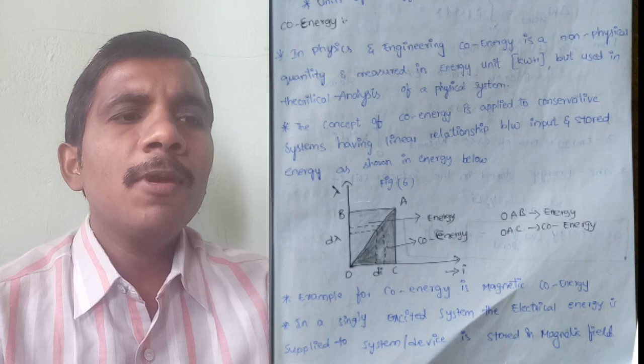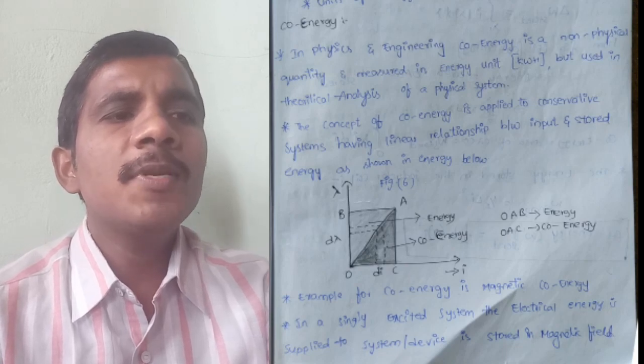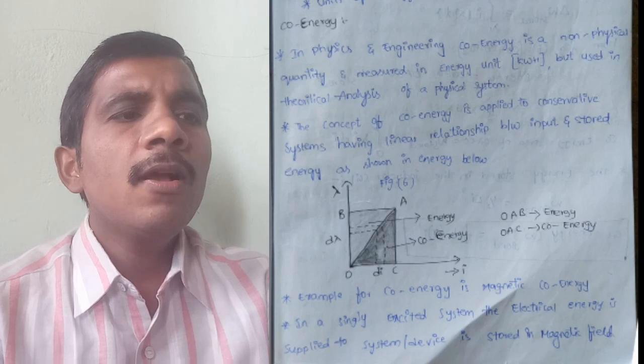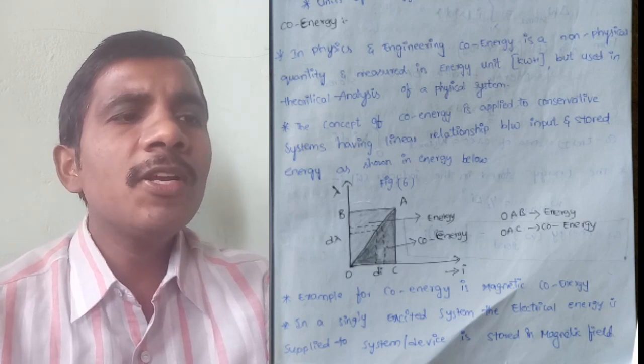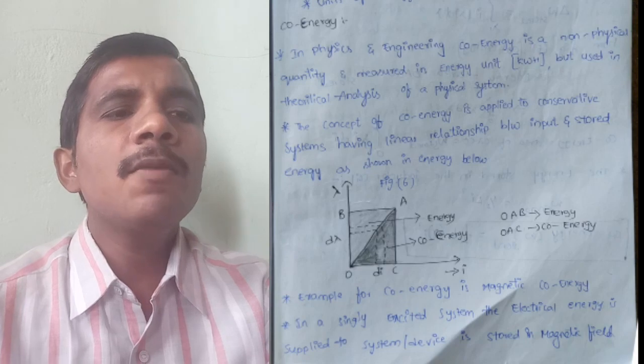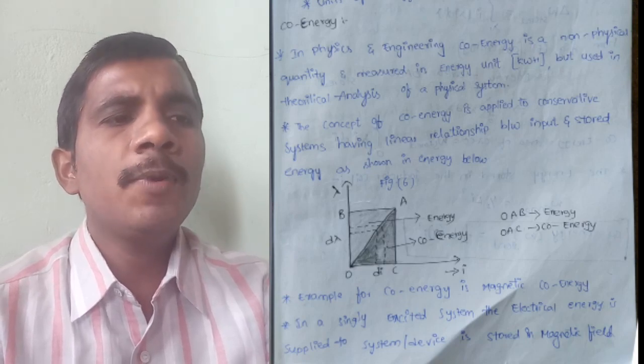What is energy? Energy is the product of power and time, or the energy consumed over a period of time, that is, energy equal to integral 0 to t of p dt gives the total energy consumed. What is meant by co-energy? In physics and engineering, co-energy is a non-physical quantity measured in energy unit kWh, but used in theoretical analysis for a physical system only. The concept of co-energy is applied to conservative systems having linear relationship between input and stored energy, as shown in the figure below.